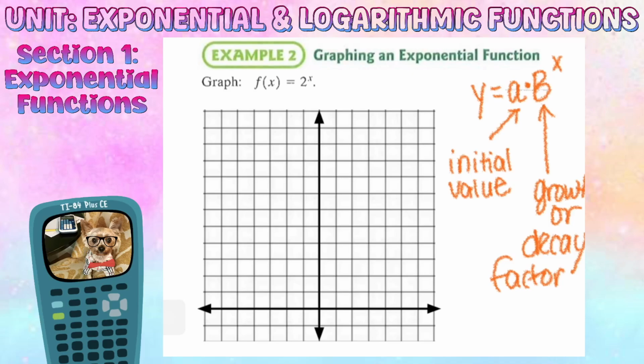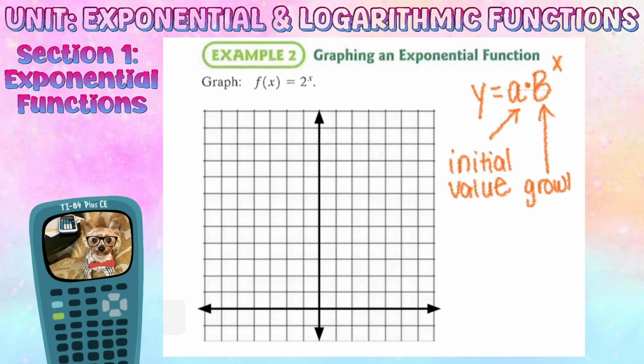So what's our initial value? It's not 2, right? Because 2 is actually your growth factor, sorry. And our initial value is a 1, because really we have y equals 1 times 2 to the x, okay? So our initial value is 1, and our growth factor is 2.